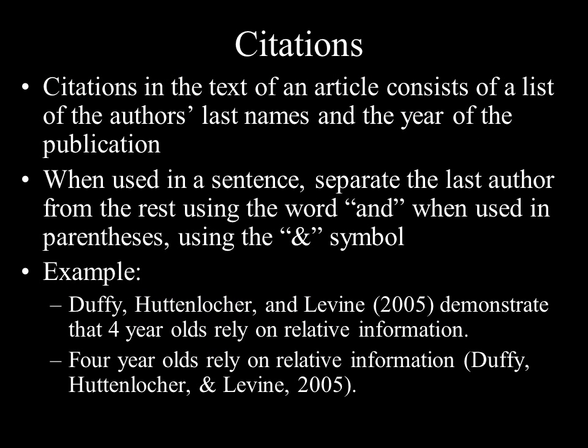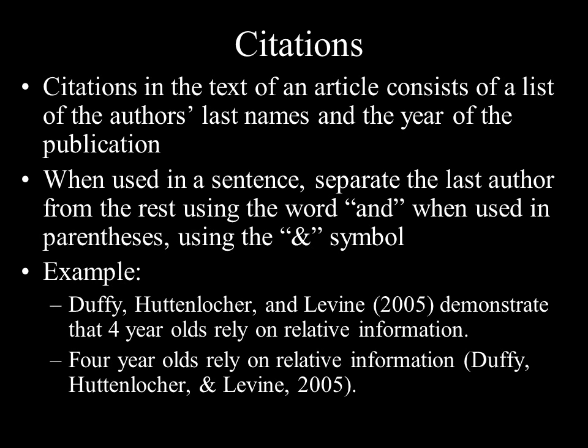So, citations in the text of an article consist of a list of the author's last names and the year of the publication. So, what I'm trying to say here is that when you're writing the text of your introduction, you're not going to be putting in the name of the journal, the name of the article. All you do is, as I did in the last slide, you cite the author's last names and the year of publication. And when you use this in a sentence, you separate the last authors from the rest using the word and. And when in parentheses, you use the ampersand symbol.